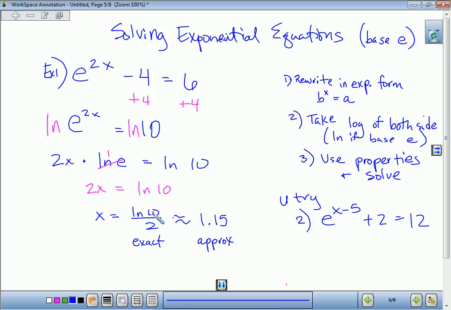Okay, everybody punch. Make sure you understand. Make sure you get the same answer. If you have any questions on how to use your technology, let me know. If you don't, then you try example 2.